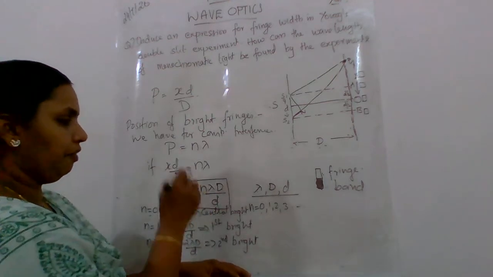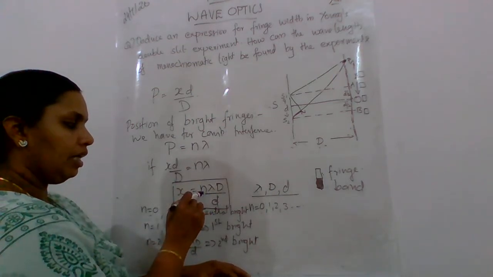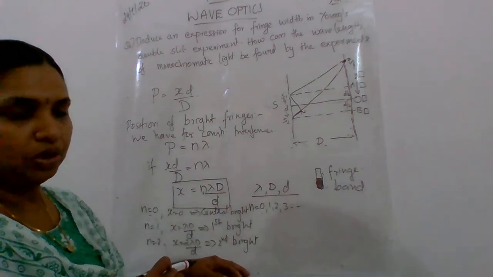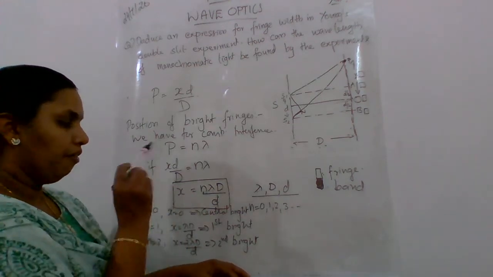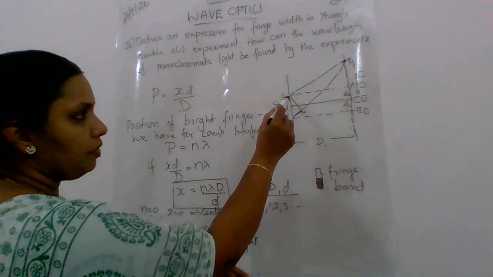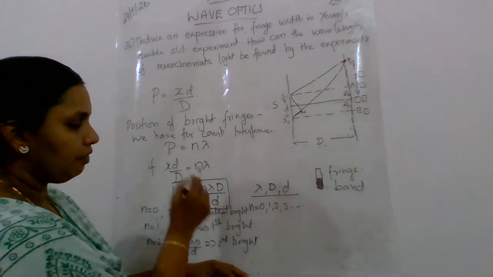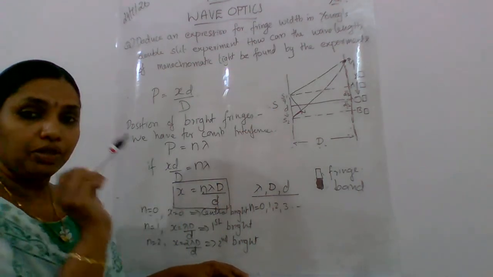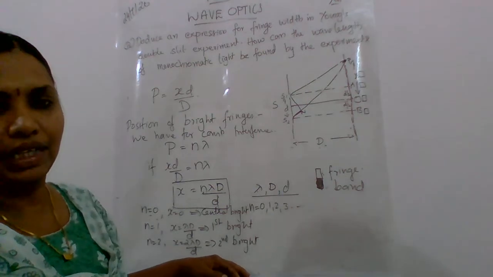So fourth bright, fifth bright. Accordingly the n value changes. Fourth bright means n is equal to 4. Fifth bright means n is equal to 5. So if we know the wavelength of the light used here and all other factors, we can find out where we will get the bright.